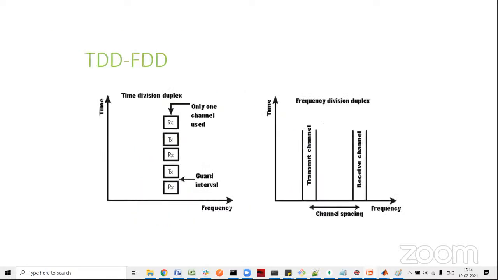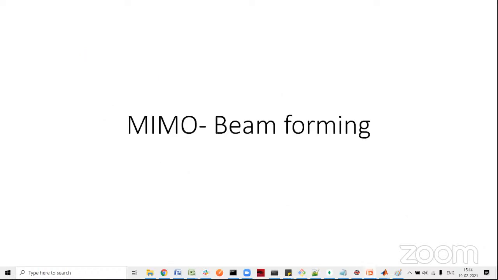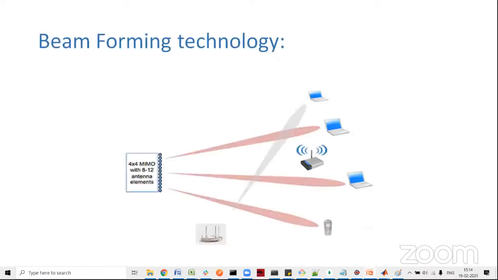Okay, and TDD and FDD are the technologies used in OFDM. So MIMO beamforming is a technology with multiple antennas. I already told you about that one. So multiple antennas are used to reach a user.